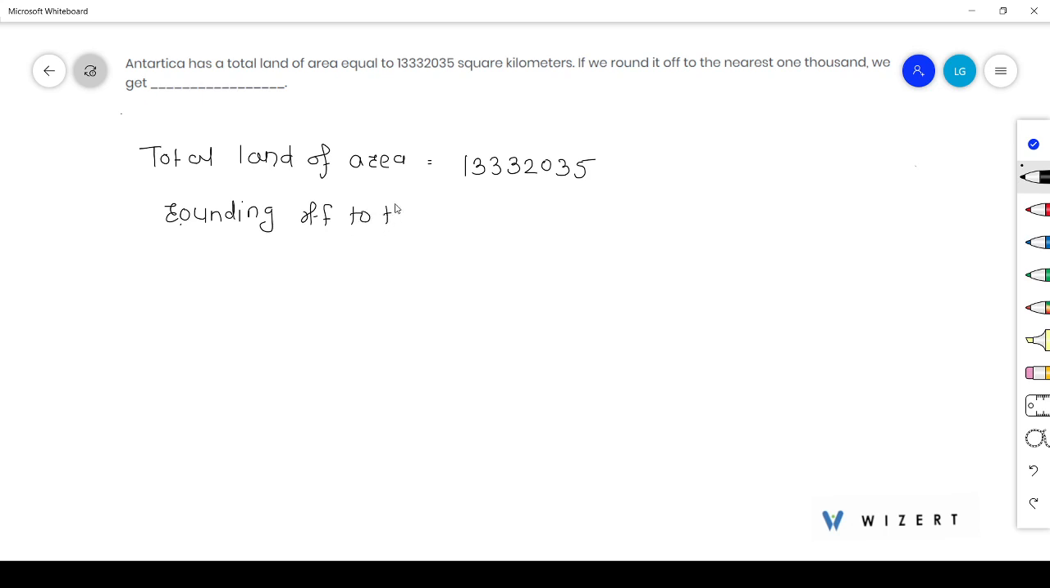rounding off to the nearest 1000. Firstly, here we can observe that 5 is at unit place, 3 is at tens place, 0 is at hundreds place, and 2 is at 1000s place. Okay, 3, 3, 2, 0, 3, 5. Now here 2 is at 1000s place.